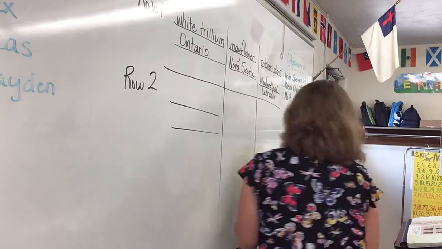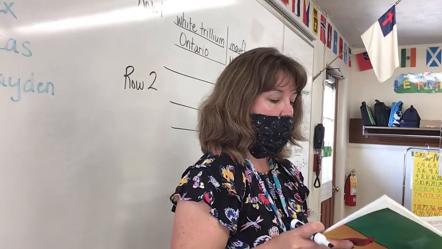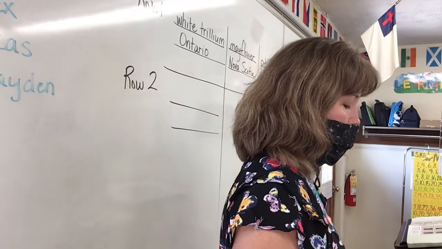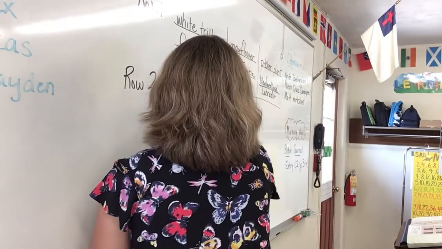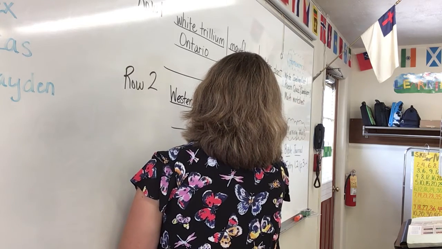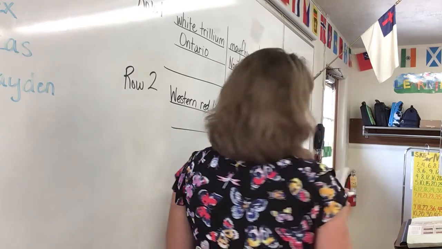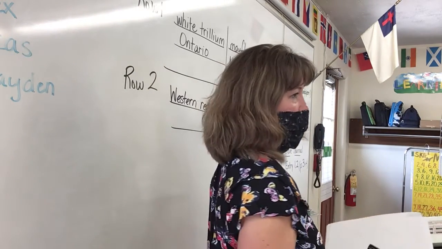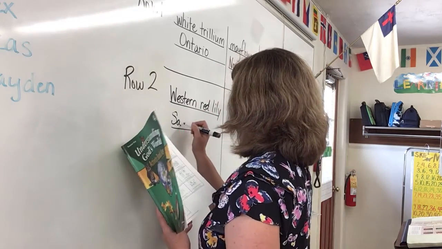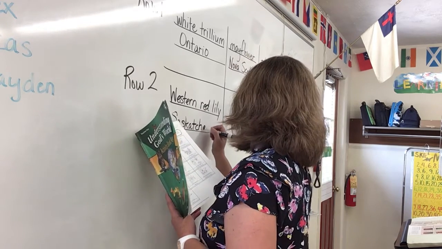All right, row 2, we've got, what's that first flower on the second row? Autumn? Western red lily? Yes. And where would you find that? You know how to say that territory? Saskatchewan.